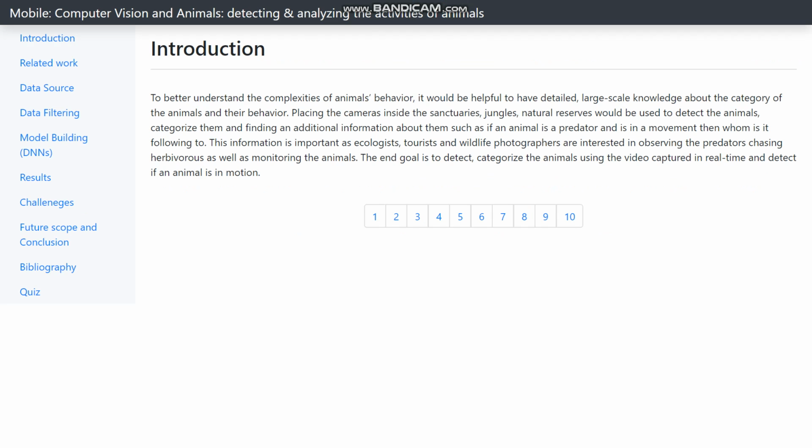So the end goal here is to detect and categorize the animals using video captured in real time and detect if an animal is in motion or not. So this is the basic introduction about the project. So let's get started.